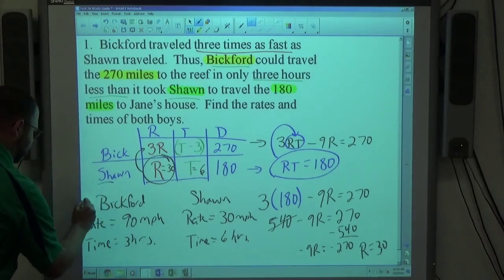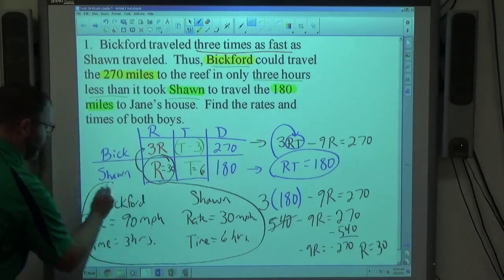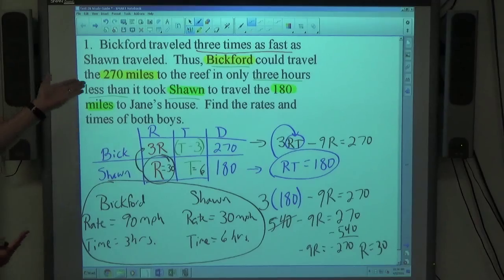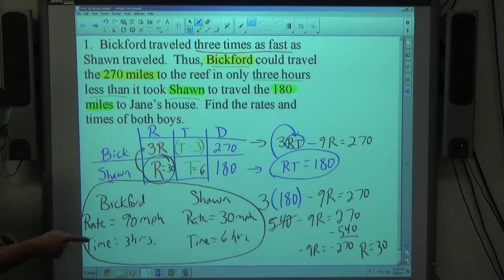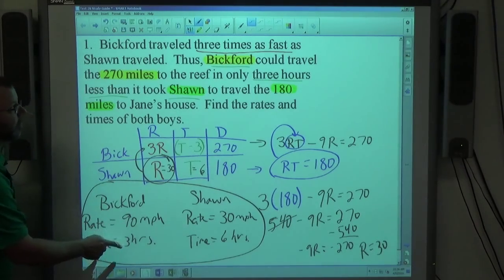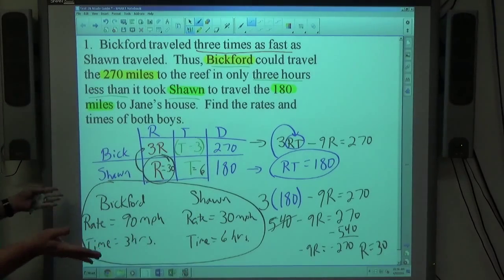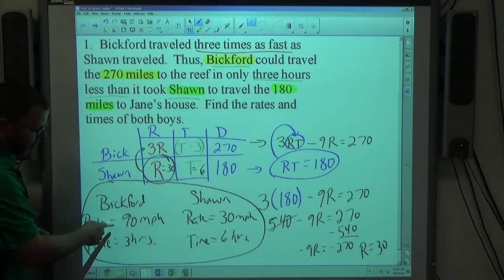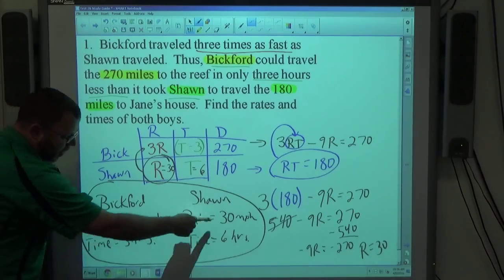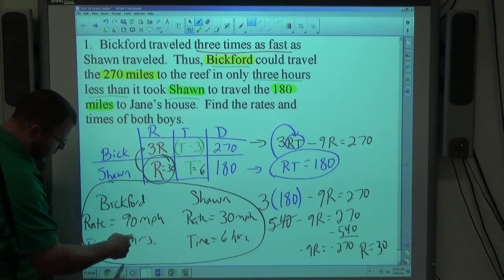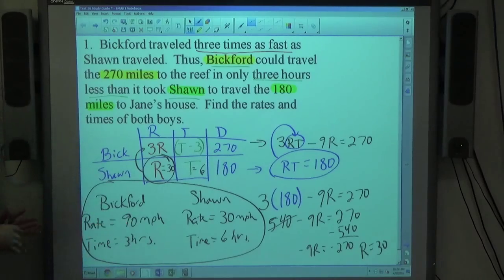If we wanted to verify our solutions, they're very easy to check. The criteria, we're supposed to have Bickford going 270 miles, 90 times 3 is 270, Sean's going 180, 30 times 6 is 180, correct distances created. Bickford's supposed to be going 3 times faster than Sean, 30 times 3 is 90, 3 hours less, 6 minus 3 is 3. Everything checks out with all the criteria in the problem, so that has to be the right set of answers.